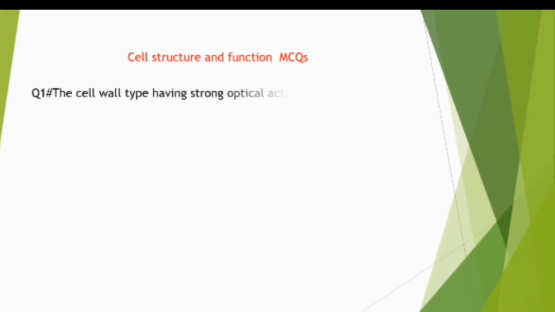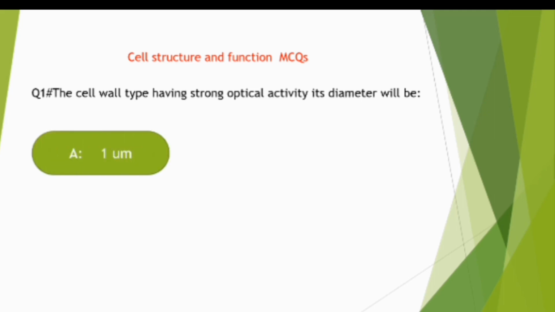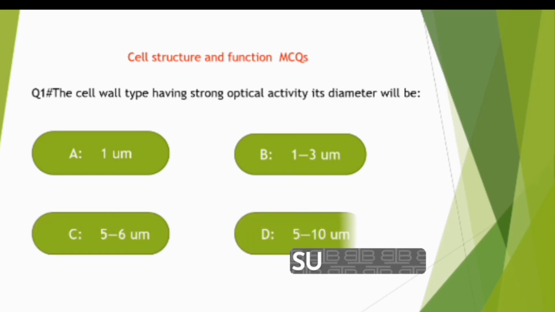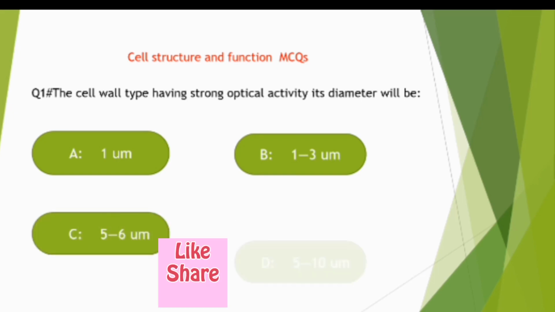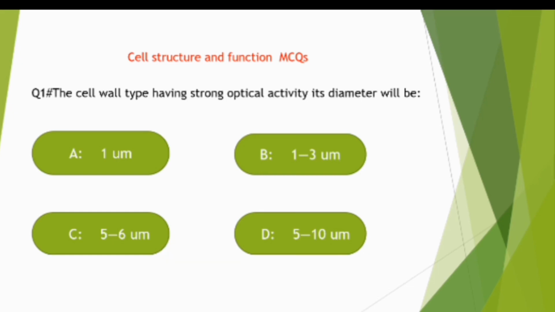Cell structure and function. The cell wall type having strong optical activity, its diameter will be: option A, 1; B, 1 to 3; C, 5 to 6; D, 5 to 10. The correct option is option D.